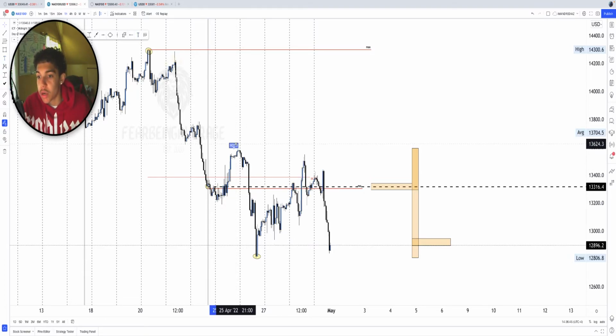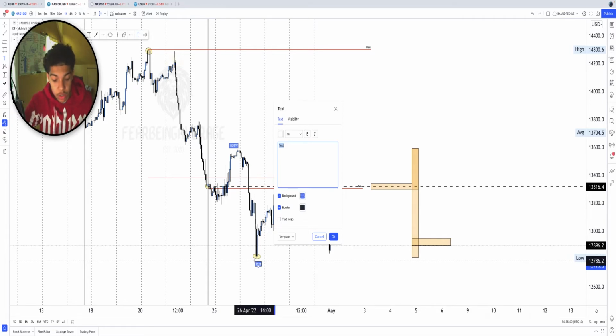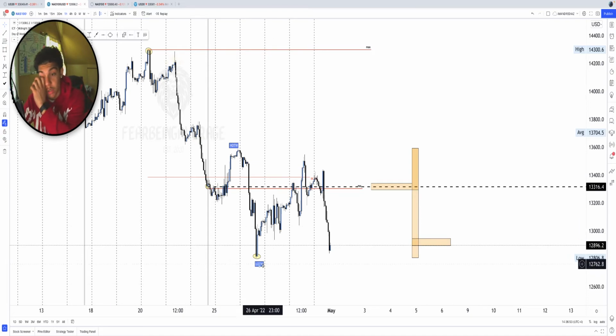And the reason I always mark up the days that the highs and lows of the week are created is because they happen like this all the time. We got the low of the week on Tuesday. So low of the week Tuesday, high of the week on Monday. And from there, price kind of just stayed in this overall range.